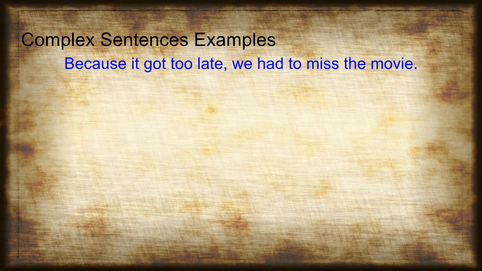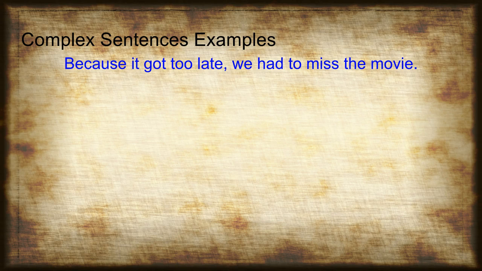In this first sentence, because it got too late, comma, we had to miss the movie, you can see that our dependent clause starts off the beginning of the sentence. We've got that subordinating conjunction because, and the clause because it got too late. There's not enough information there. It's not a complete thought. Because it got too late, what? So we use that independent clause to give us the rest of the information we need. We had to miss the movie. And then you'll notice we've got a comma separating the 2 clauses.